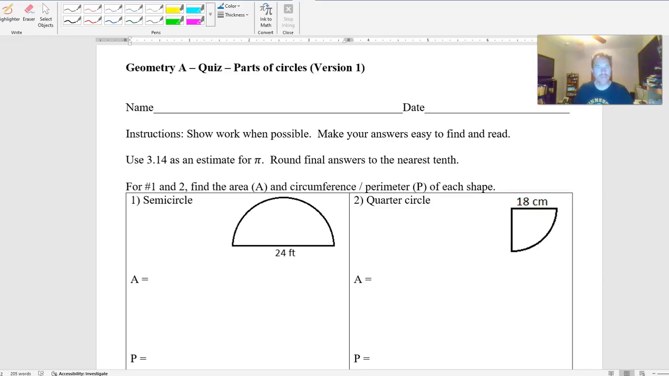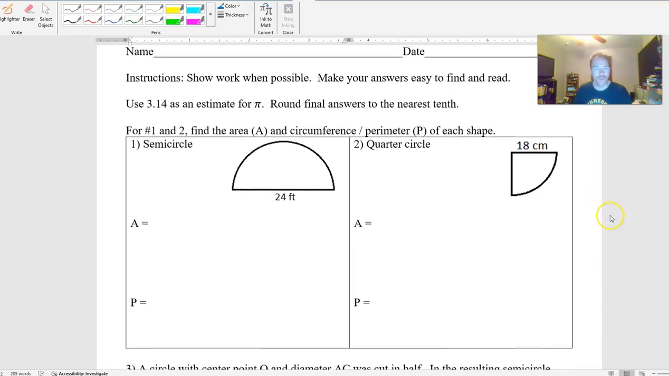All right, Geometry A folks, we're working on a quiz here. This is Parts of Circles version 1. In this video, I think we're just going to cover problems number 1 and 2.